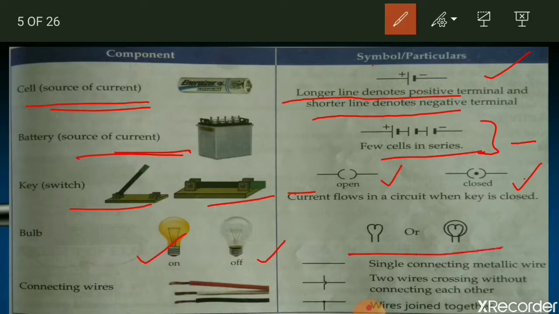Now connecting wires, through which electric current can flow. You can see these types of symbols in any circuit diagram. The first one represents a single connecting metal wire. The next one shows two wires crossing without connecting to each other, meaning if two wires cross each other but are not connected, then this type of symbol is used. And this symbol represents wires which are joined together, the wires which are connected together.